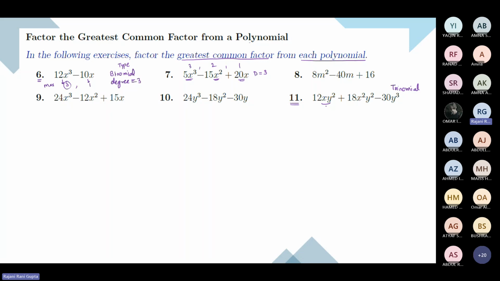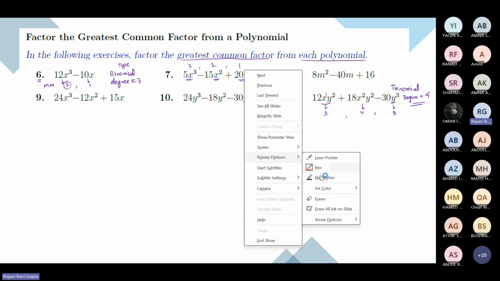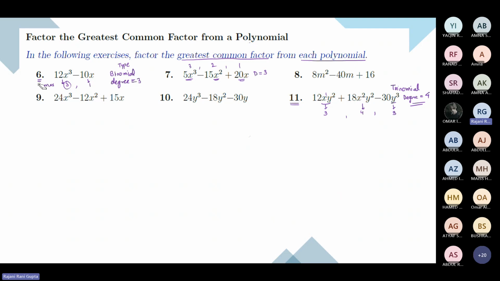What is the degree of this term? 3. X power 1 y square, that is 3. And here, 4. So the degree of this polynomial will be 4. Good. You prepared for your midterm. Okay, I'll erase this because you don't need it here.